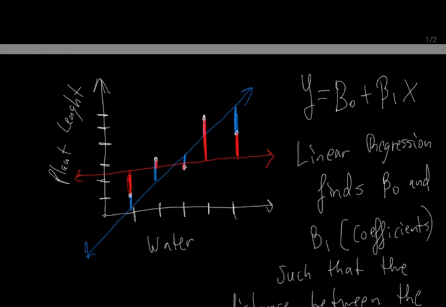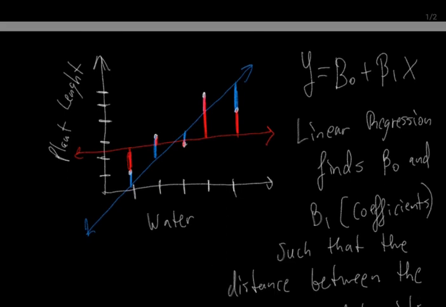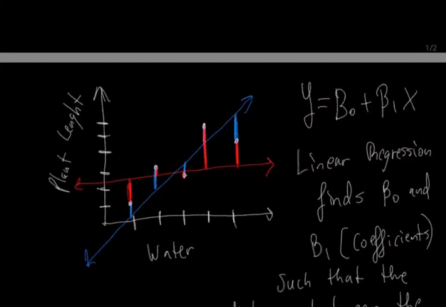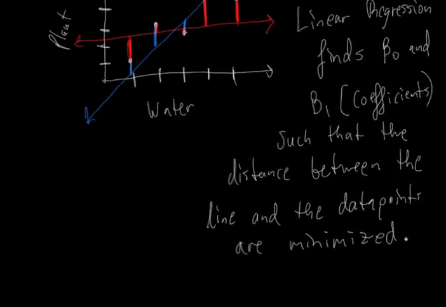And so regression would find the coefficients of the blue line. That is the line that minimizes the distance between the data points and the regression line. And so this is an overview of linear regression, and thanks for watching.